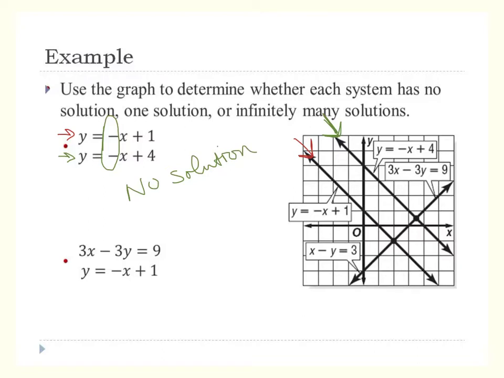Alright, so the other case, we're looking at 3x minus 3y equals 9, which is right here. And we're looking at y equals negative x plus 1, which is right here. So those two lines intersect once, right? Here's one, there's the other. They're going to intersect once, and so there is one solution.